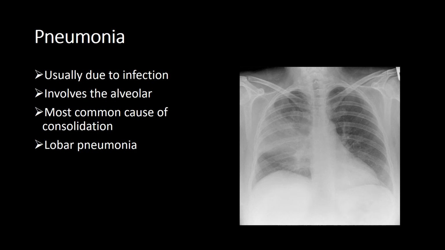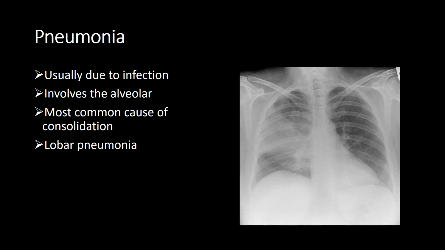So let's have a look at this image. Which lobe's affected? Let's think back to our silhouette sign. The right diaphragm is clearly demonstrated. So therefore, it can't be involving the lower lobe. Now let's look at the heart border. Yeah, we can clearly demonstrate the heart border, the right heart border. So that's not the middle lobe.